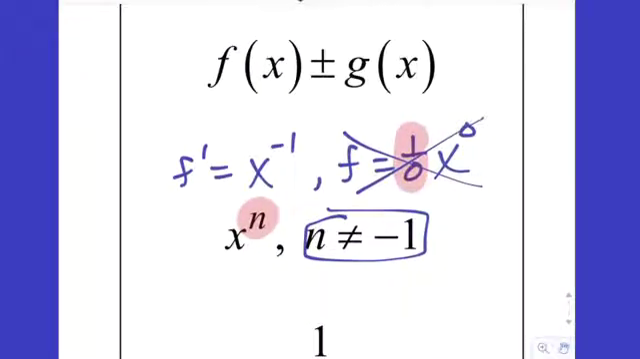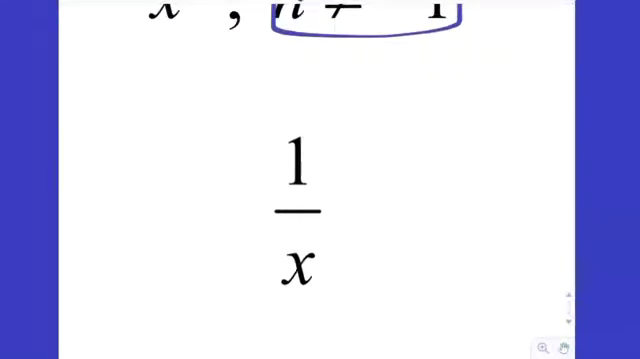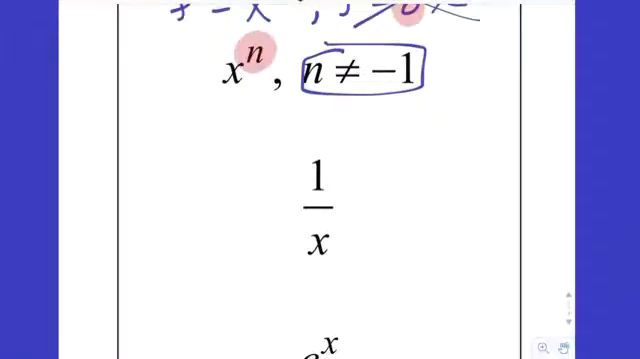So what happens if the exponent is negative 1? Are we out of luck? No. Go to the next row. What's another name for x to the negative first? 1 over x. If you have 1 over x, the power rule doesn't work, but guess what? You take the derivative of natural log of x to get 1 over x.